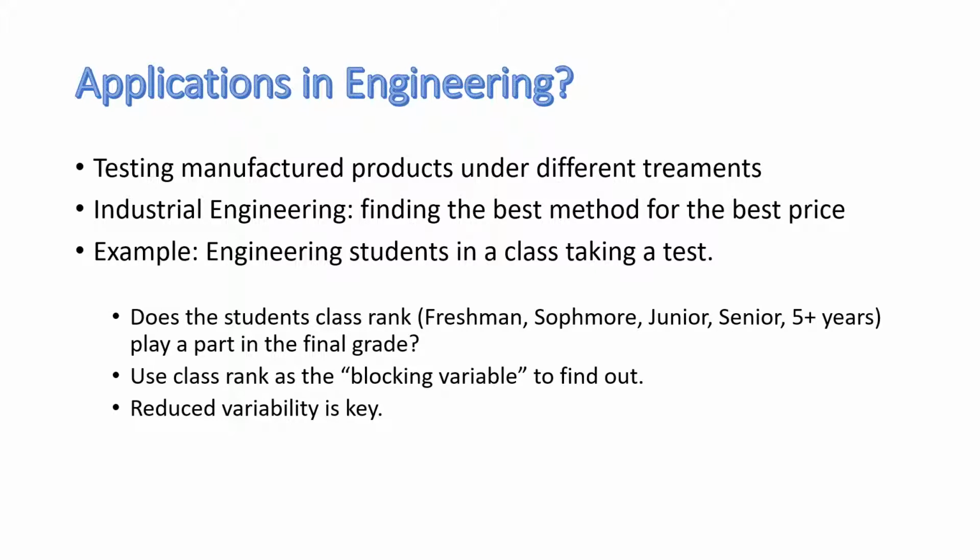You recognize that there are freshmen, sophomores, juniors, seniors, and super seniors. So you use this as the blocking variable and divide them into subgroups. If the variance of each block is less than the variance of the entire sample, we should get strong estimates for the results of the test for each class rank.